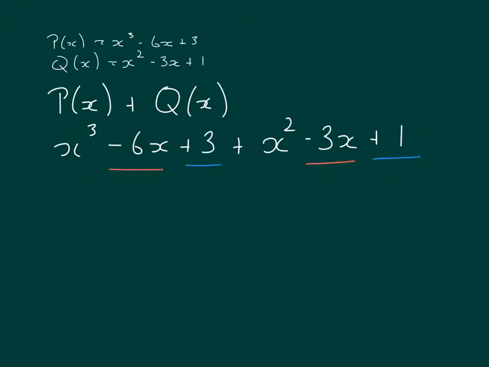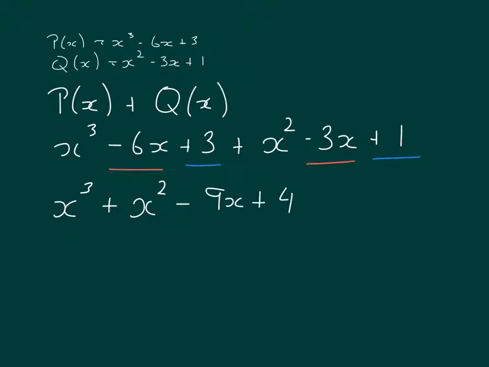So the constants are in blue and the x terms are in red. Now all I'm going to do is collect those and simplify. The first one there was no like term for, so it stays as is, x cubed. The next highest power is x squared, no like term, so it stays as is. The next one is minus 6x minus 3x, so I combine them to become minus 9x, and the last one is going to be 3 plus 1, which is 4.